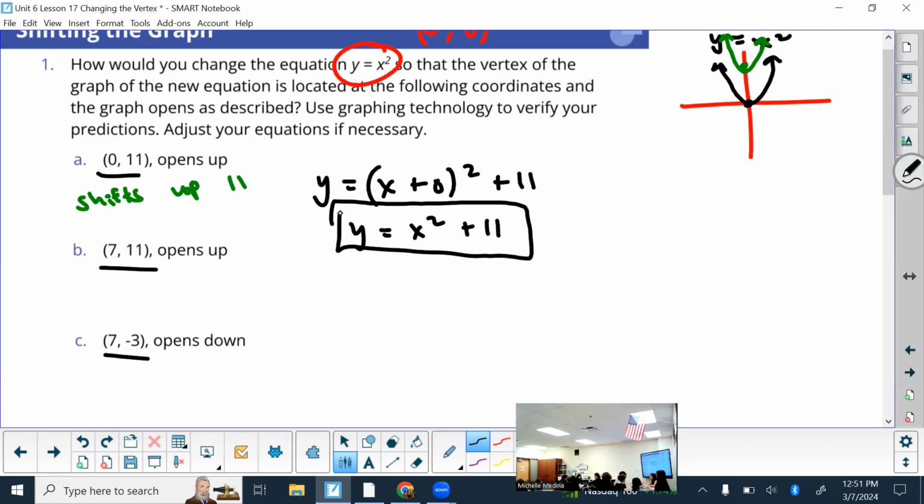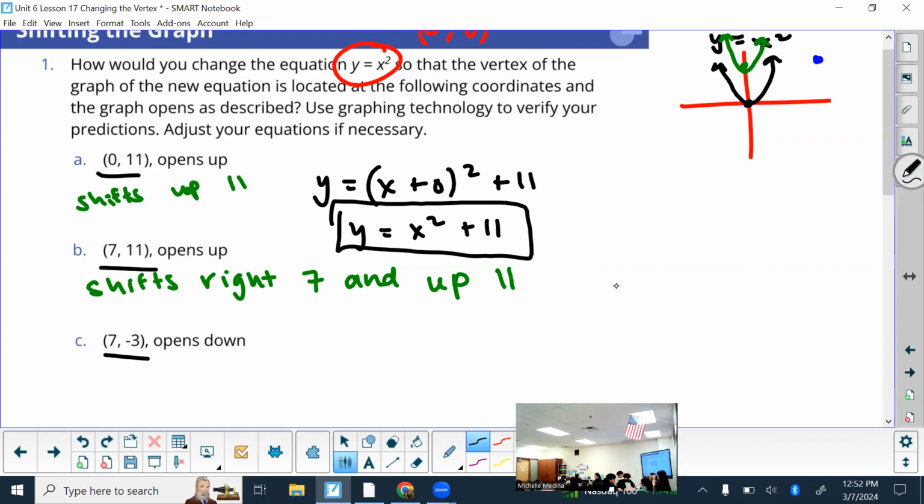So table 6, 7, 11, what is the change to the parent graph? Moves right 7, moves up 11. Okay, good. Moves right 7 and up 11. So if you want to use the same graph over here, 7, 11, that coordinate would be somewhere over here. Rough sketch, going right and up. Table 1, what would be the equation if it's going right 7 and up 11?